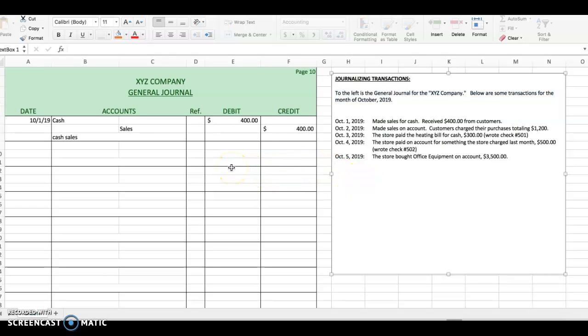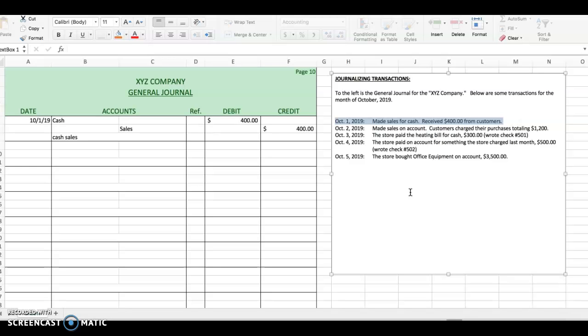So again, we need to understand increased size, decreased size, debit, credit size, all of that in order to put this in the journal properly, so that we then have a guide to show us how to do the posting that we would do a little later in the course. First of all, the bookkeeper, the accountant, will be recording these transactions. October 1st is the first one, and let's look at it. Made sales for cash, and this could be the total amount of sales for the day. We received $400 from customers.